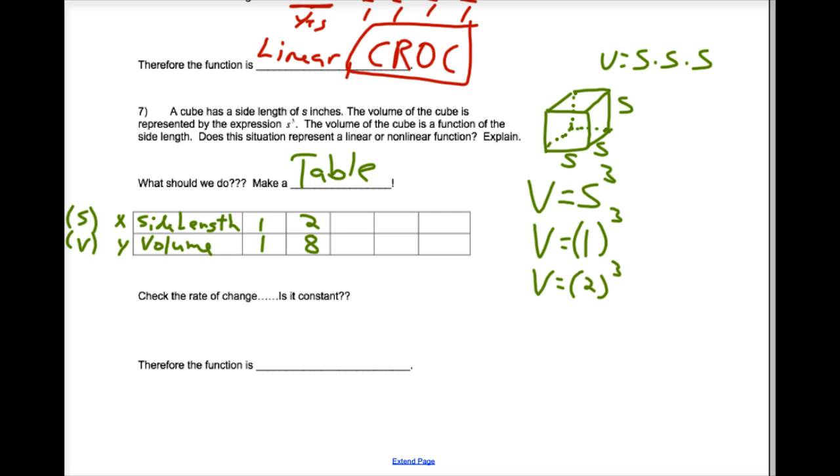Continue with that pattern. Next side length. Let's do 3 cubed. Do them on your fingers. What's 3 times 3? 9. Times 3. 27. You're going to see the volume gets very big quickly. Let's do 4. Can you guys cube 4 on your fingers? That's hard. What's 4 times 4? 16. Times 4. 64. It gets big fast.